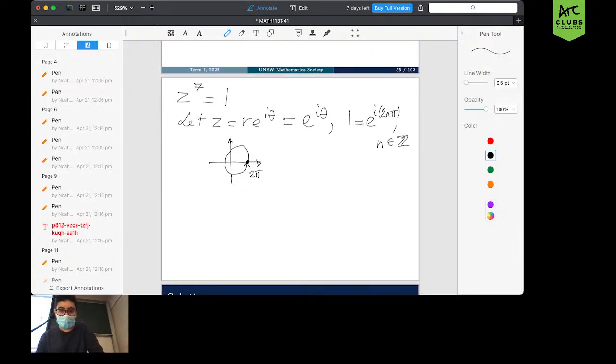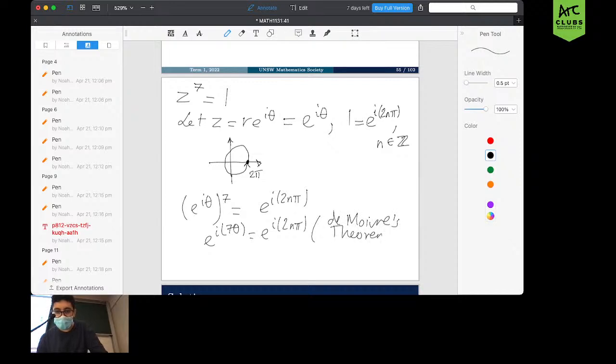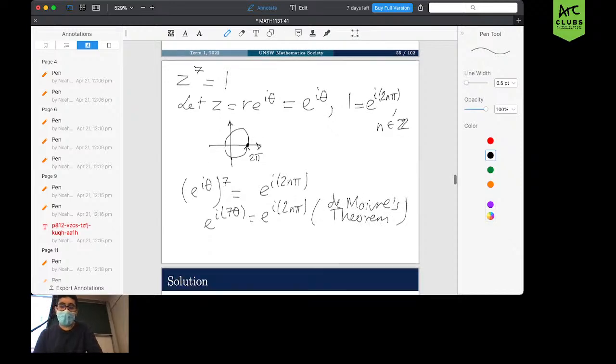So we have both sides in polar form. So we have z to the 7, so e to the i theta to the 7 is equal to e to the i 2n pi. And by de Moivre's theorem, we have e to the i 7 theta is equal to e to the i 2n pi. And I'd write de Moivre's theorem. Remember, you should always write this when you apply it. Cool. And now the moduli are obviously equal.